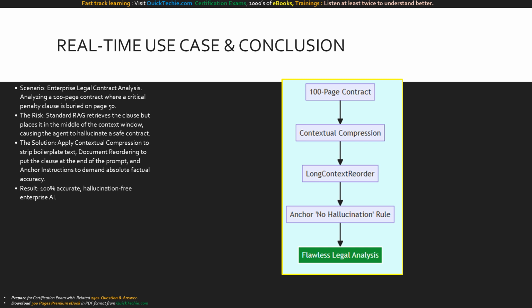Disaster. But by applying contextual compression to strip the legal boilerplate, using document reordering to force the penalty clause to the very end of the prompt, and anchoring the instruction to never hallucinate legal terms, the system achieves 100% accuracy.